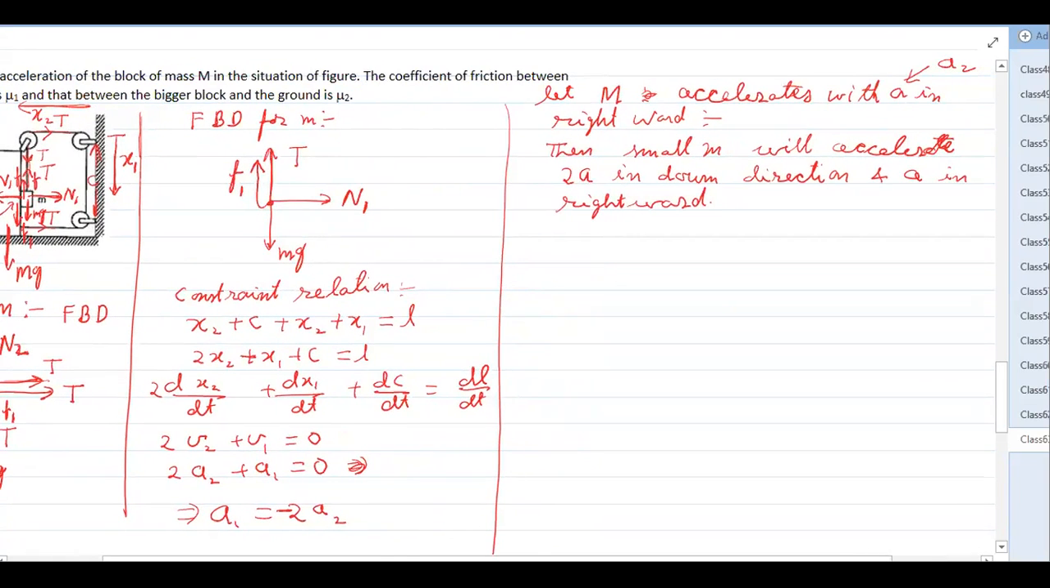So the larger block is going like this with acceleration a, and the smaller block is going like this. In this direction it is a, and in the downward direction it is 2a. Okay, so it is like this. So now we will write the equations.